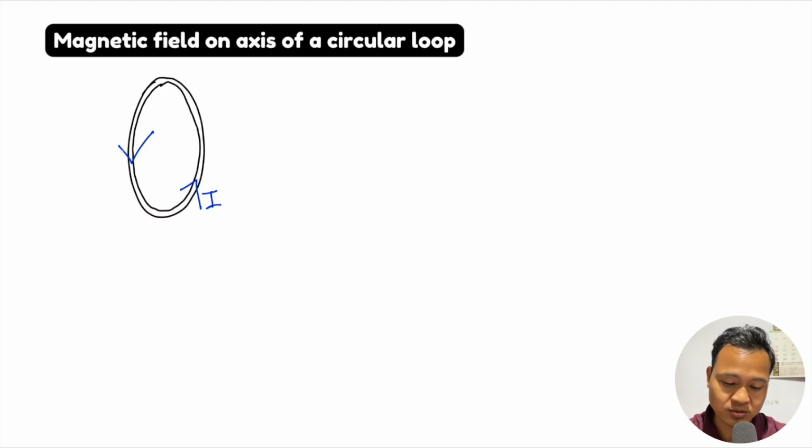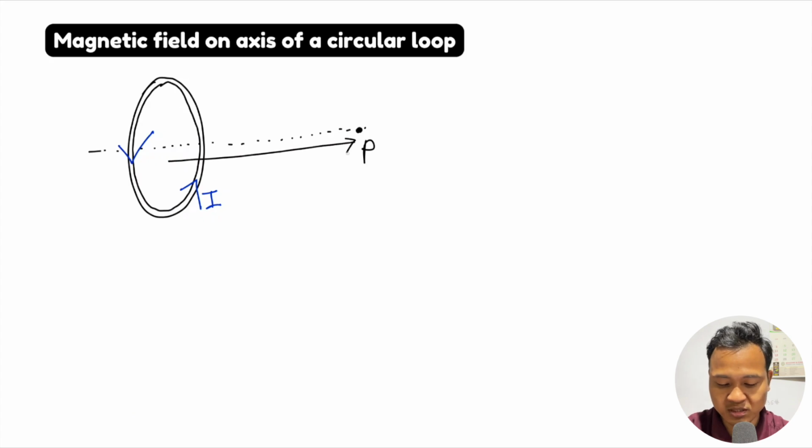So on the axis of this coil and this loop, at one point I want to find out the magnetic field due to the loop. Let's say the point is at distance x from the center. So due to this loop I cannot find the magnetic field here directly. So I have to do some sort of integration. As I keep on going, the direction of the magnetic field at the point P will change.